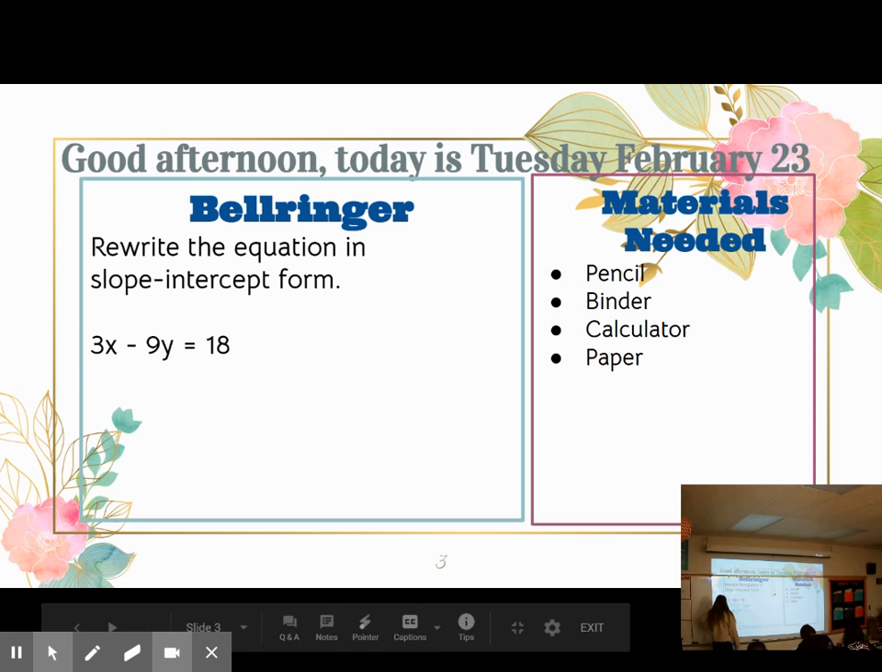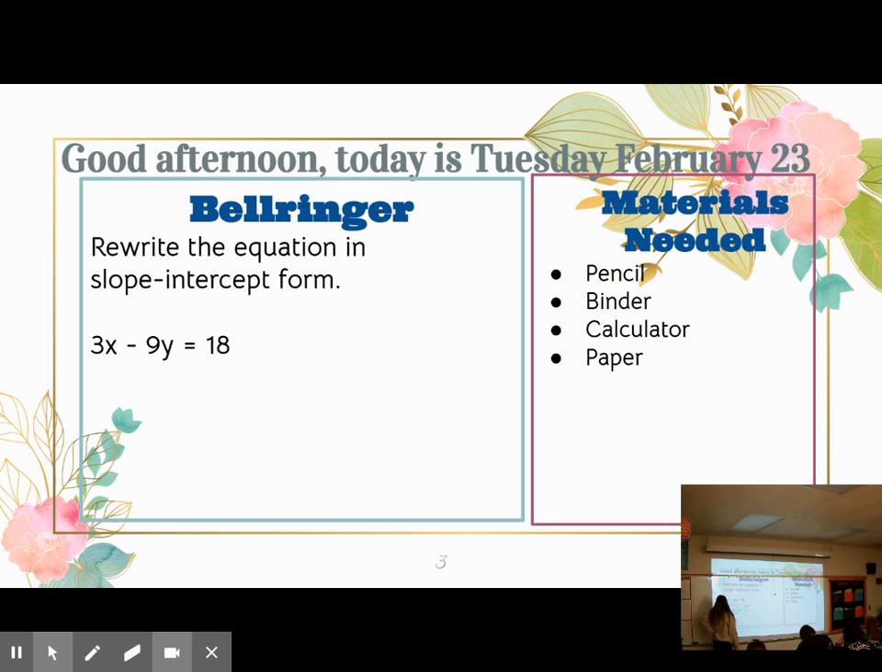Morgan's going to explain to us how she did the bell ringer. Whenever you talk, make sure you talk kind of loudly so that the people on video can hear you, because they really can't see what's written on the board.